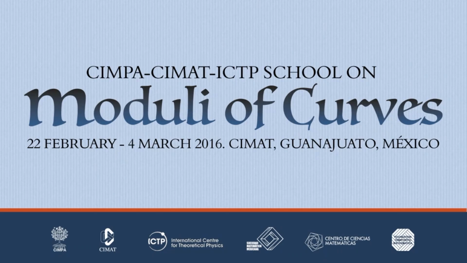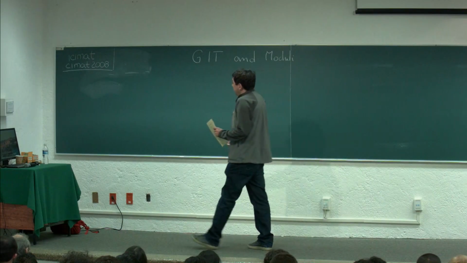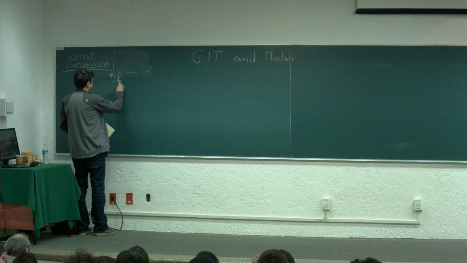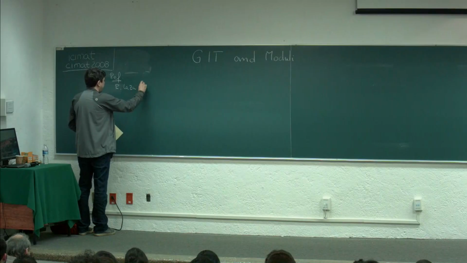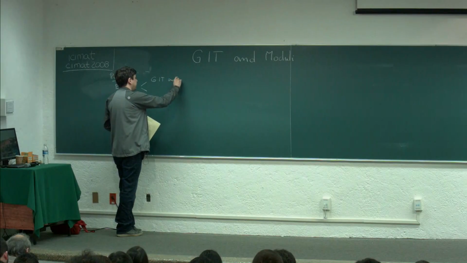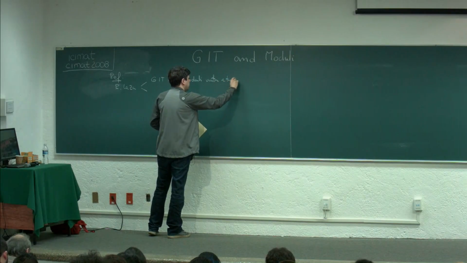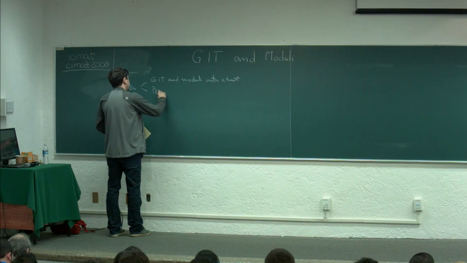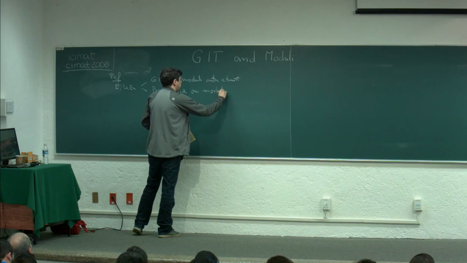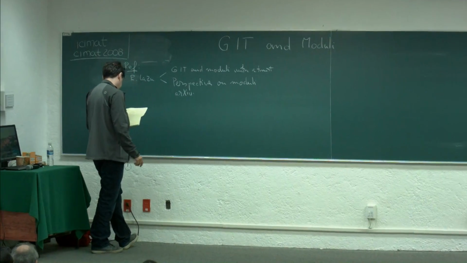So I'll discuss the GIT construction and the connection to moduli. There are some references. First of all, there are my surveys. I would say a guide to literature, and there are two of them. One is GIT and moduli with a twist. And the second one is perspectives on moduli. Both of them are published, but of course they are easily available from arXiv.